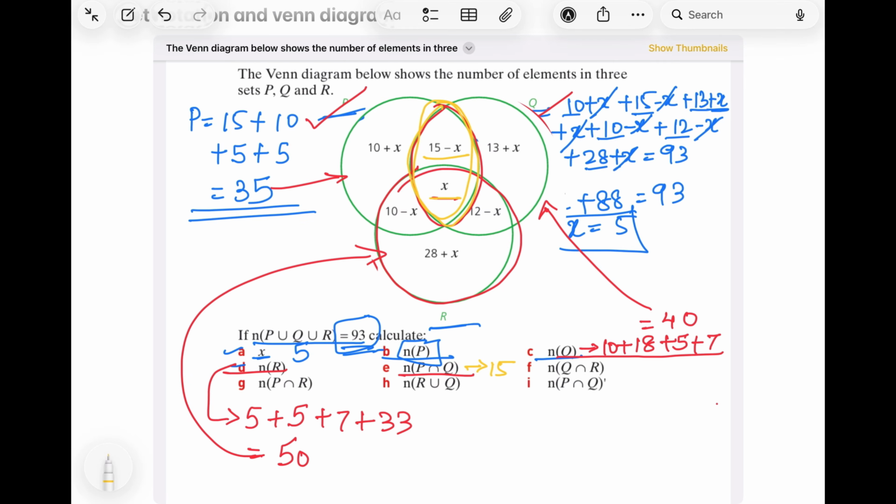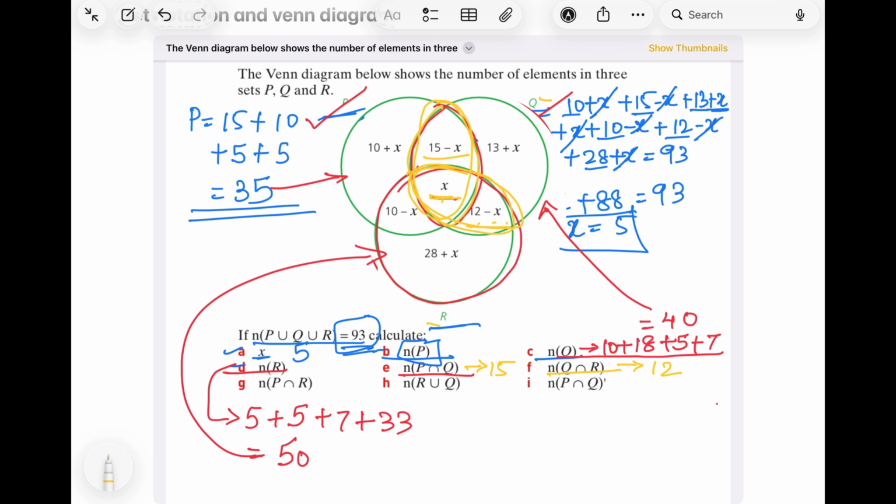Now Q intersection R. That means here Q and R are intersecting at only this point, right? So this is X and this is 12 minus X. So this is 5 plus 12 minus 5, that is 7. So 5 plus 7. So that is equal to 12.